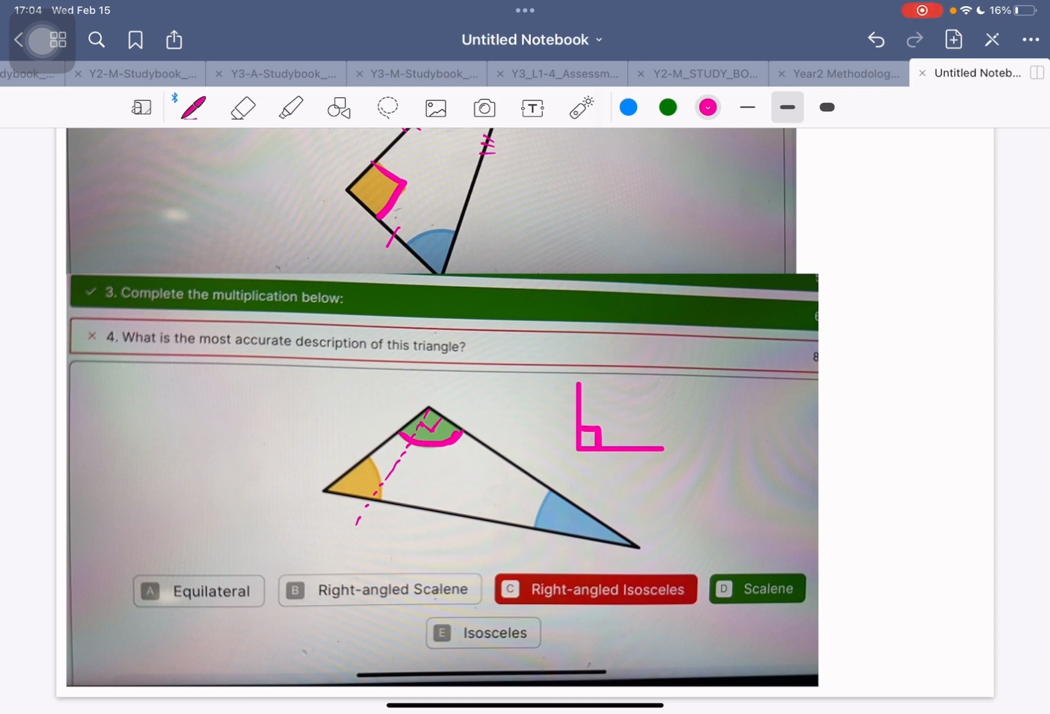Can you find any obtuse angled triangle in the question? No. So we do not need to care about the angles. We just find the sides. In this question, we find all three sides are different. So we can choose scalene. That's it. Okay, so scalene is the answer we can choose.